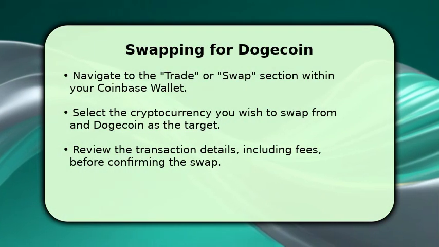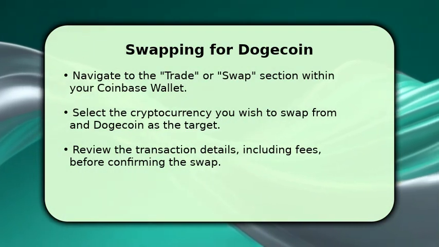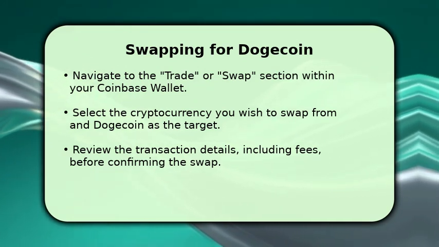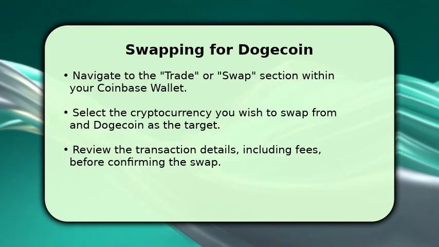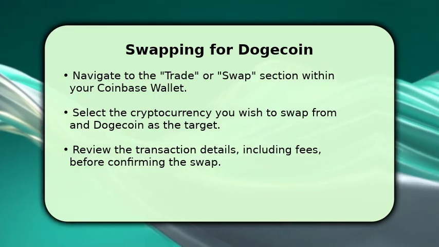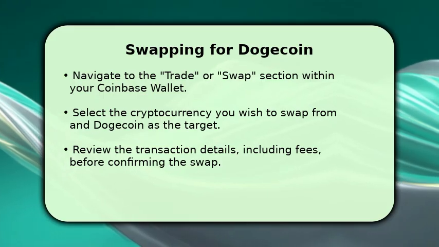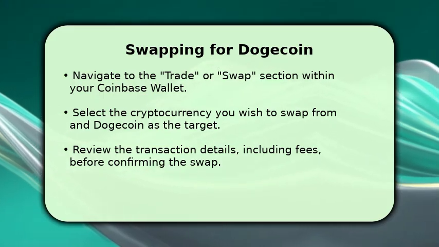Now let's swap for Dogecoin. Within your Coinbase wallet, locate the Trade or Swap tab, usually found at the bottom. Choose the cryptocurrency you deposited, for example, Ethereum, and then select Dogecoin as the asset you want to receive. Enter the amount you wish to swap.